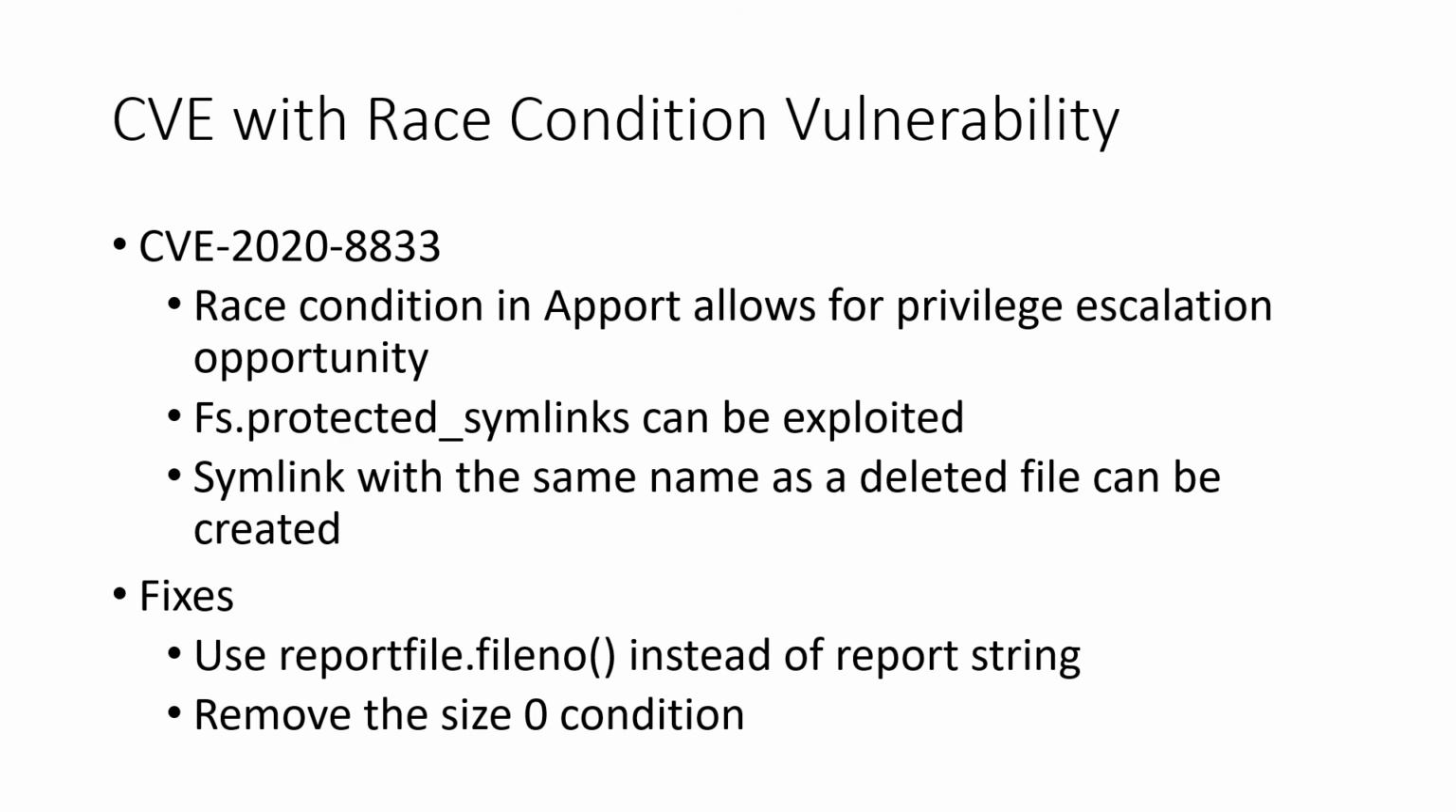Some fixes for the CVE include using the reportFile.fileno function instead of using just simply a report string for the os.chown calls. You could also remove the size 0 conditions in the cron script. Then, if you just want to be safe, you could also add a follow_symlinks equals false argument, and this would just assure that it's not being even read in.